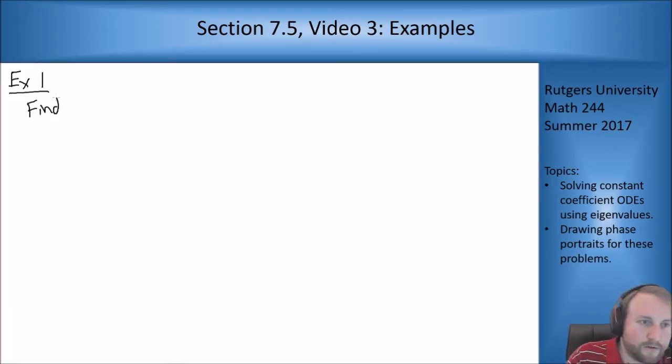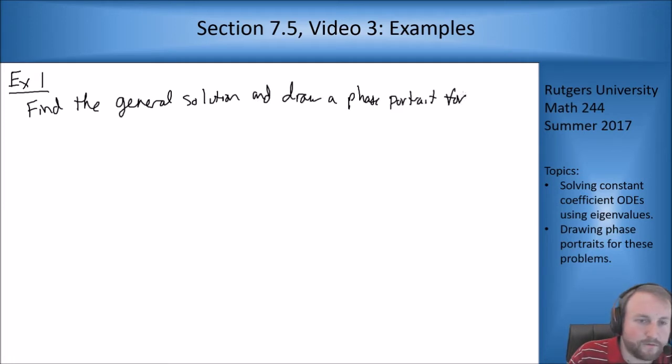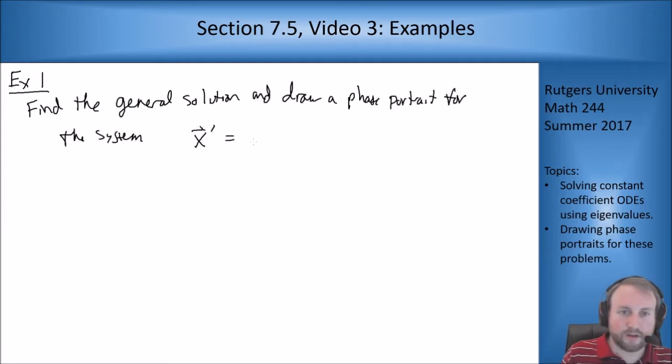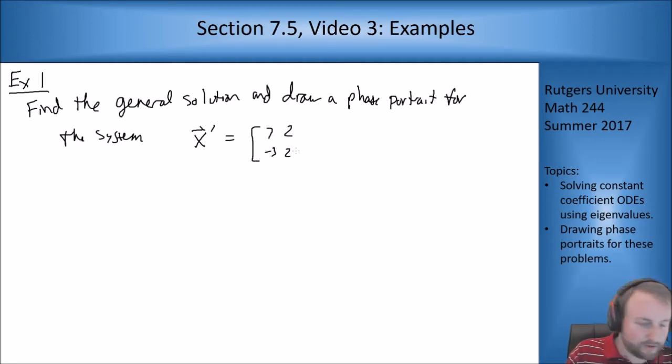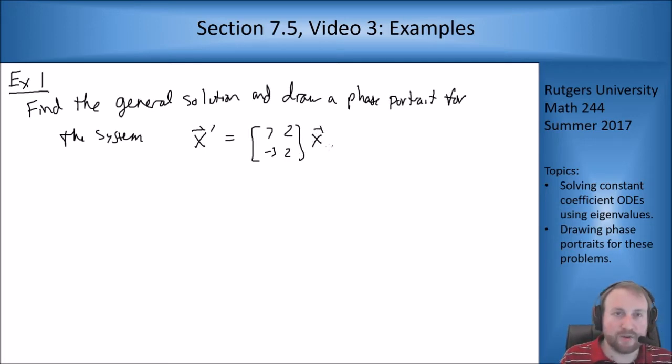Example 1. Find the general solution and draw a phase portrait for the system x prime equals the matrix [7, 2; -3, 2] times x. All right, so how do we start? We have to start by finding the general solution, so we need to find the eigenvalues and then find their corresponding eigenvectors. So step 1, look for eigenvalues.